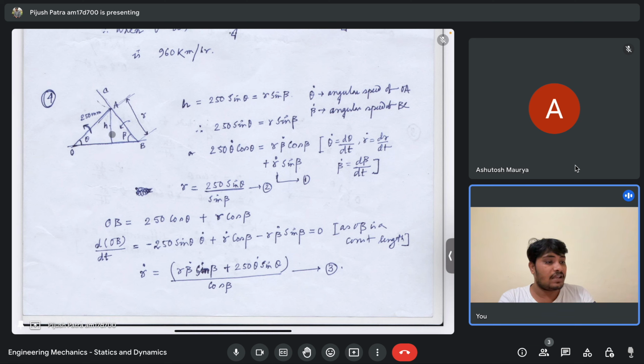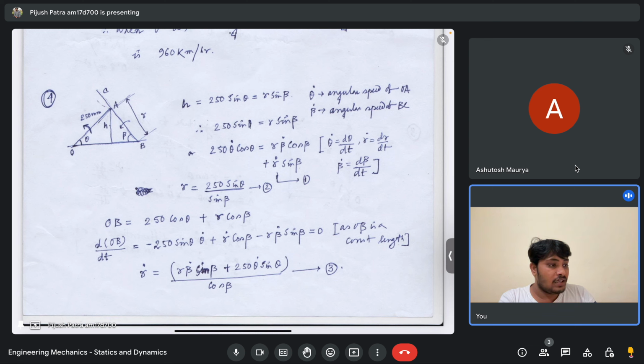Now this H I can represent in two ways. One is that H is equal to R sine beta, and H is equal to OA sine theta. Am I right? And this OA is given, that is 250 millimeter. So that means H is equal to 250 millimeter sine theta, which is equal to R sine beta.